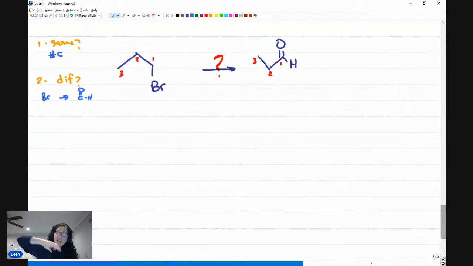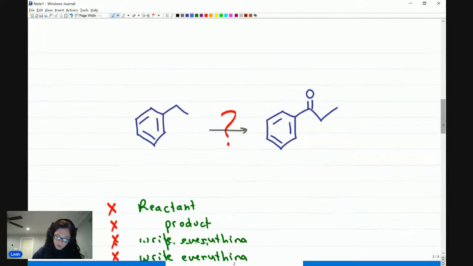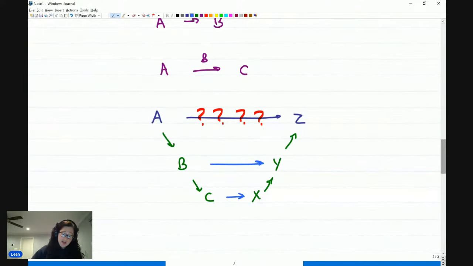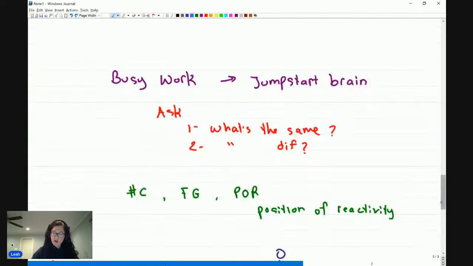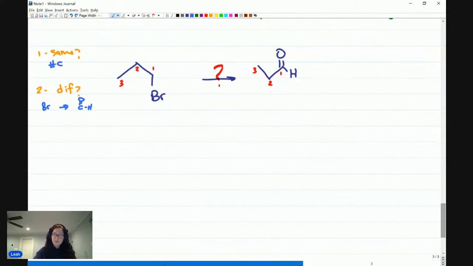And so again, pretending that we don't know how to solve it, because I don't know how to go from a bromine to an aldehyde, I have to think of a different question. Remember how I showed you that if I don't know how to go from A to Z, I can go from A to B, from Y to Z. So take it one step forward, one step back, and kind of inch closer and closer to something that makes sense. So let's take a look at the product.